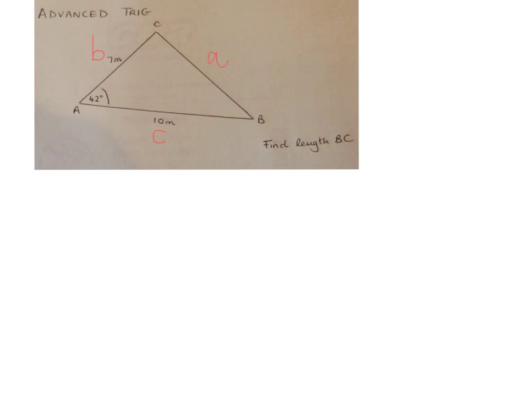So we can see that because we're trying to find small a, and we know b, c and capital A, we're going to be using the cosine rule, which you will be able to read off your formula sheet directly. So it is a squared is equal to b squared plus c squared minus 2bc cos A. And then you're simply just substituting. Where you see the letter b, you're going to replace it with 7. Where you see the letter c, you're going to replace it with 10. And where you see the angle A, you're going to replace it with 42.